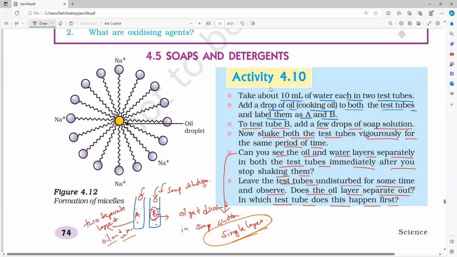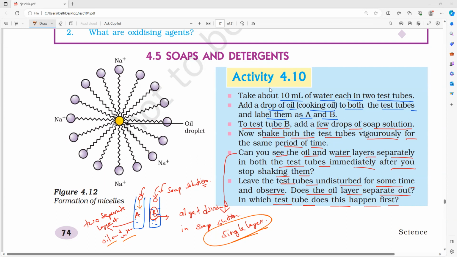Then what is the conclusion from this? That is our concept. Oil cannot be dissolved in water alone. If you add oil to water and shake for 1 hour also, oil cannot be dissolved in the water. Do you all understand, everybody? Water alone cannot clean the stains of oil because they both cannot dissolve in each other.